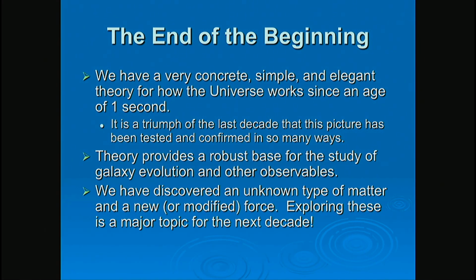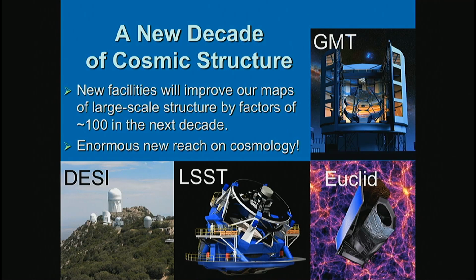So this is really the opportunity for the next decade or for next decades to explore these topics, to try to figure out what dark matter and dark energy are. And it's going to be a very exciting decade because we have a lot of new facilities that are going to be improving our maps. I work on a project called DESI, which is going to be using the 4-meter telescope at Kitt Peak to do these surveys on even larger scales.